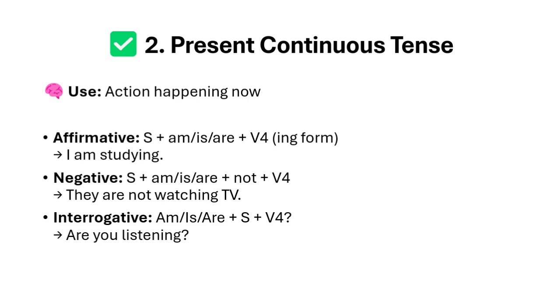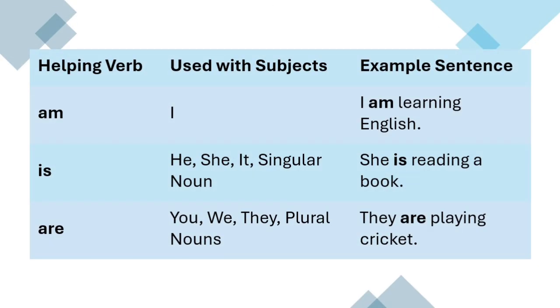Example, I am studying. Now see the negative structure of the sentence. Subject plus am, is, are plus not plus the fourth form of verb. Example, they are not watching TV. See the interrogative structure. Am, is, are plus subject plus the fourth form of verb. Example, are you listening? Now here in present continuous tense we are using three helping verbs: am, is, are.